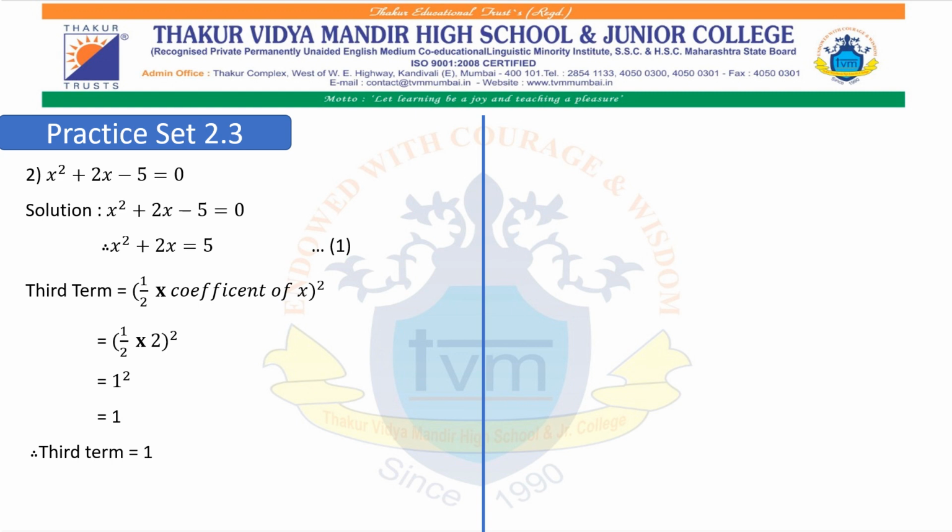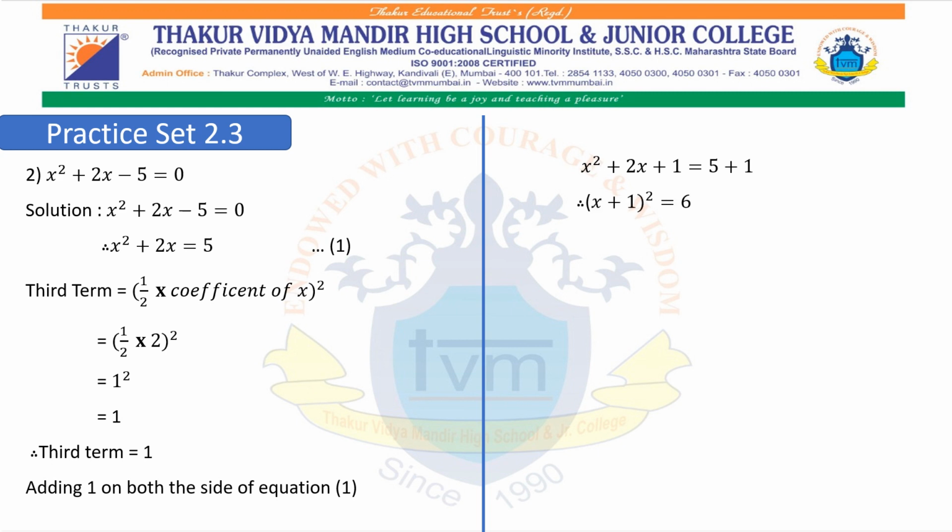Now this third term we are going to add on both the side of equation 1, which will be written as adding 1 on both the side of equation 1, we will get what we will get? X square plus 2x plus 1 equals to 5 plus 1. Again on the left hand side we got a value x square plus 2x plus 1, which is a whole square of x plus 1 the whole square equals to 6.